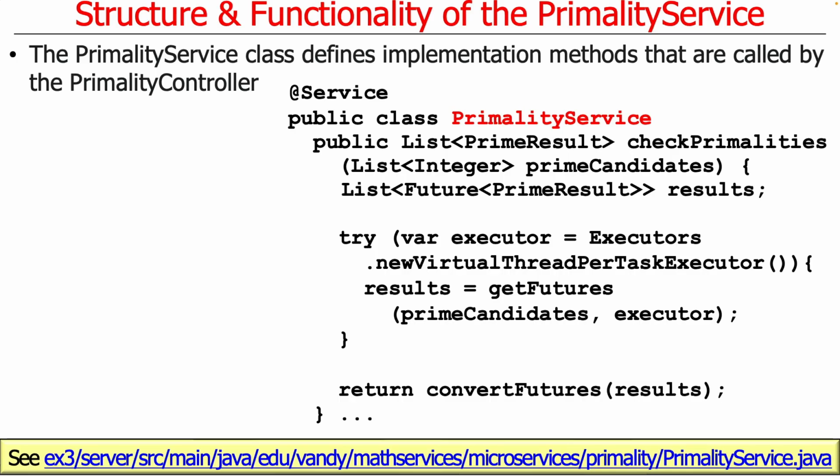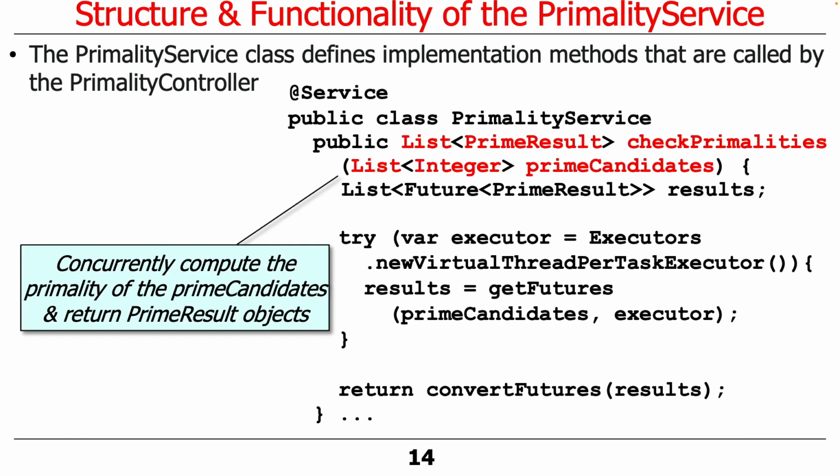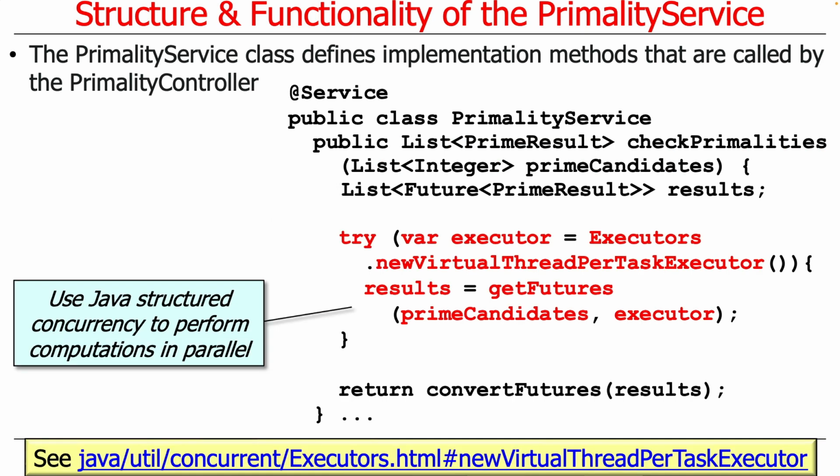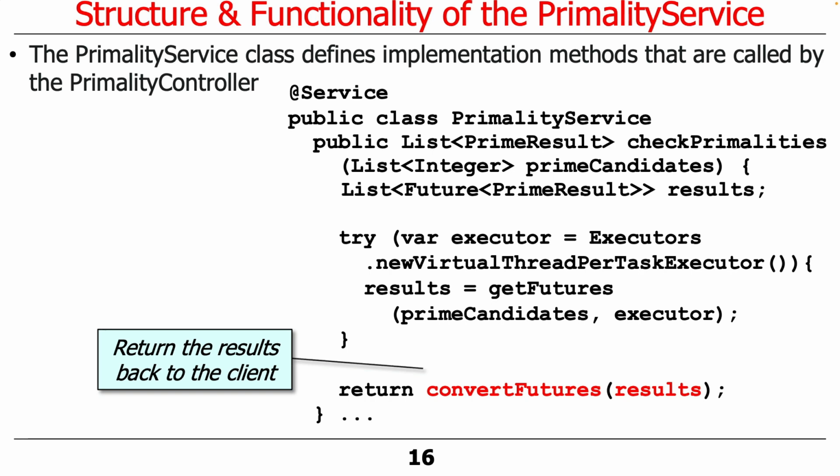The internals are kind of fun. In this case, we're going to make it a service, and we're going to take that list of integers that are passed in, the prime candidates, and we're going to create a new virtual thread per task executor using the try with the resources block. And then we're going to go ahead and call get futures from the prime candidates and the executor we just created. And that's going to return essentially a list of futures to prime results, because remember, we're using the Java 19 syntax. And then we're going to convert that back into a list.